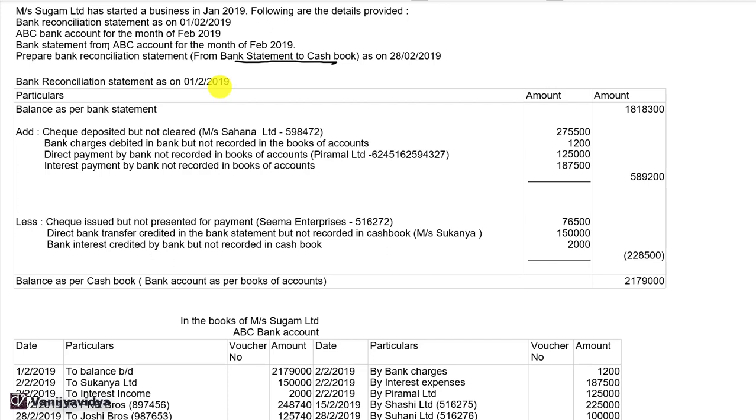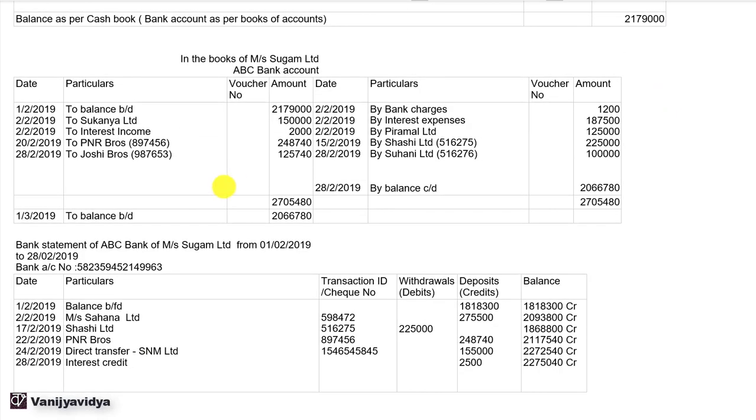2019. Now, if you see this bank reconciliation statement as on 1st Feb 2019, we have balance as per bank statement 1,818,300. Now this balance has to match with your balance as per bank statement as on 1st Feb 2019. Let's check this. Let's go to the bank statement. So bank statement of ABC Bank. So on 1st Feb 2019 balance brought forward 1,818,300 credit. So it matches.